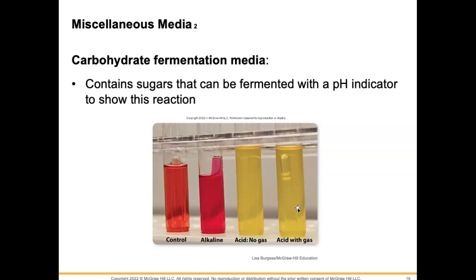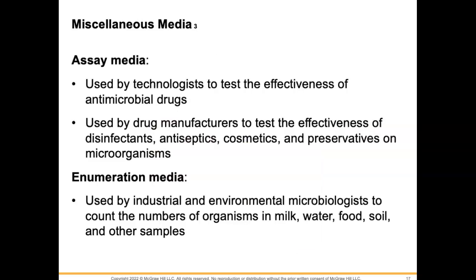Basically we just use a flow chart to say, okay, is it doing this? Yes. Then we go on to the next test. Is it doing this? Yes. Go on to the next test, and then we get all the way to the bottom where we are able to identify that organism. There's also assay media and enumeration media.